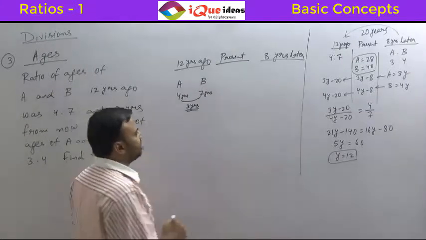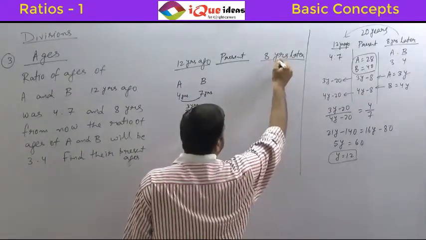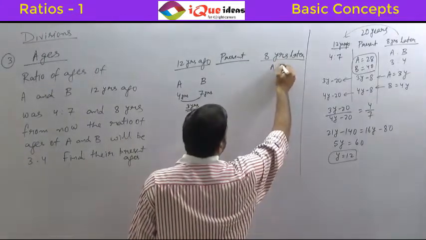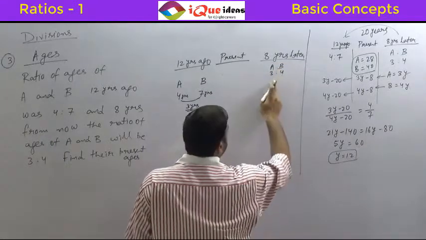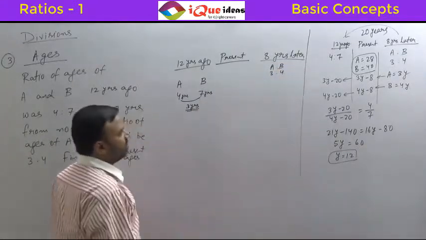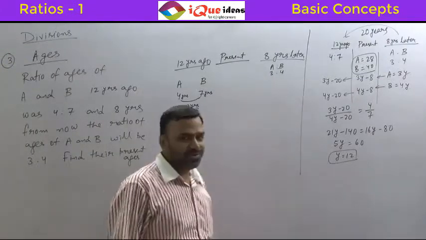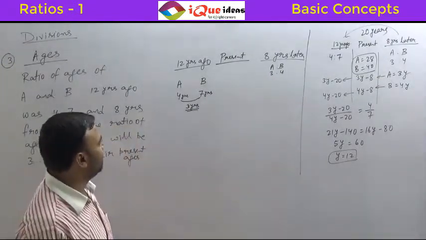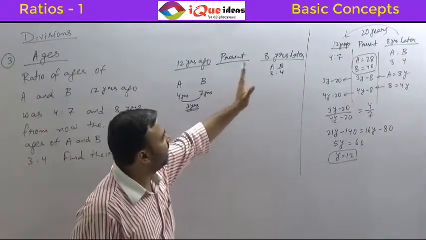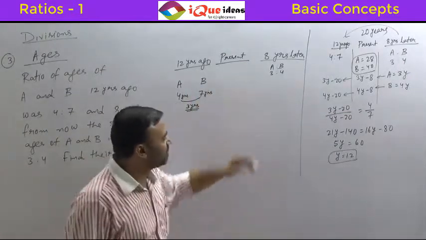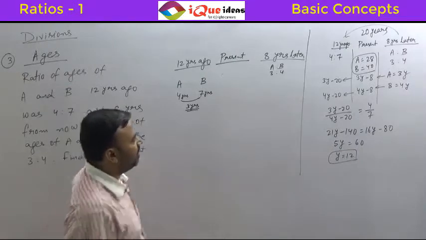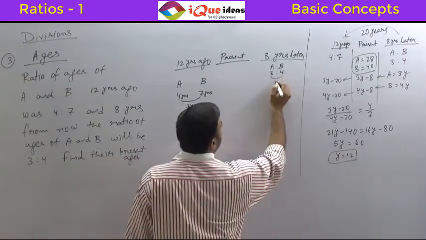Now why am I saying this? In this situation, 8 years later, the ratio of A and B is given as 3 and 4. So can we take this 3 and 4 as the original ages? No. Because if we take them as the original ages, the difference becomes 1. How is it possible that when time goes ahead, the age difference reduces? That is not possible. Now here, the difference of 3 and 4 is 1.